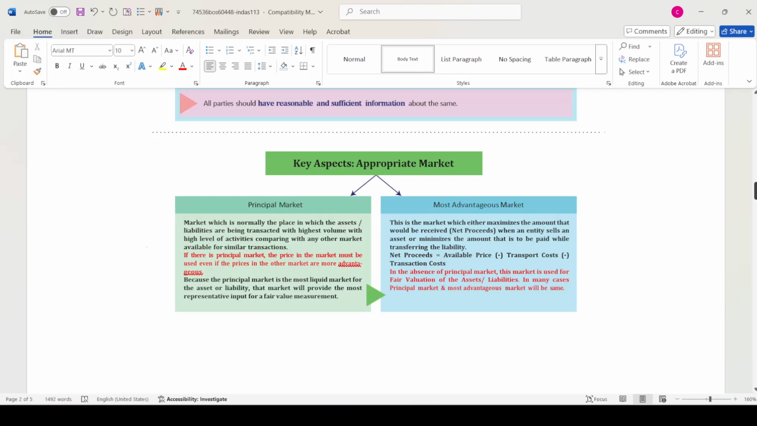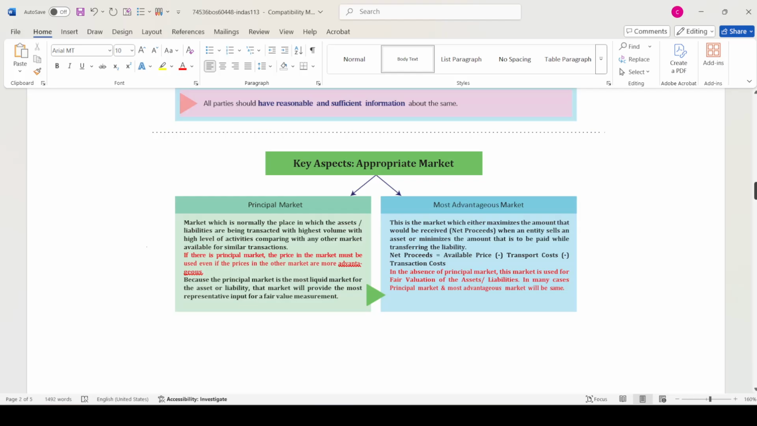Why? What is the logic behind this? You may say the most advantageous market is a market where net proceeds are high, so we should consider the most advantageous market, right? No, not like that. Logically, it should be the most advantageous market. We should figure out in which market we will get higher net proceeds, and consider the value of the asset from that. But that is not the way we should consider. Instead, it says if there is a principal market, give preference to the principal market and then go to the most advantageous. If there is no principal market, then only take the most advantageous market.